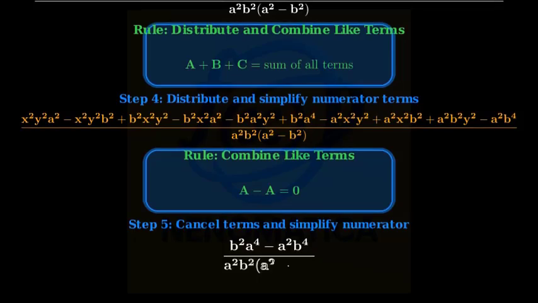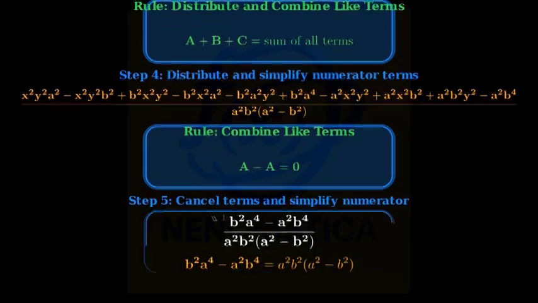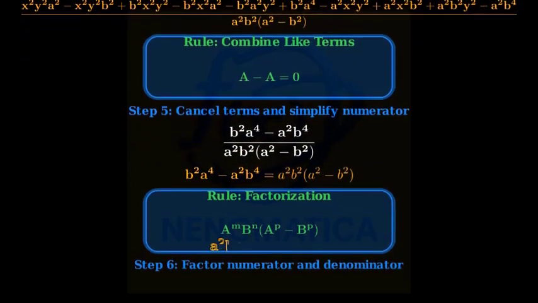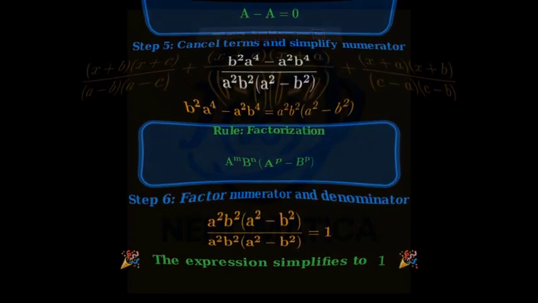Many terms cancel in pairs, and the result becomes b squared a to the fourth minus a squared b to the fourth, all over a squared b squared times (a squared minus b squared). We then factor the numerator as a squared b squared times (a squared minus b squared). Step 6. Factor numerator and denominator. The numerator and denominator are identical, so the entire fraction equals 1.